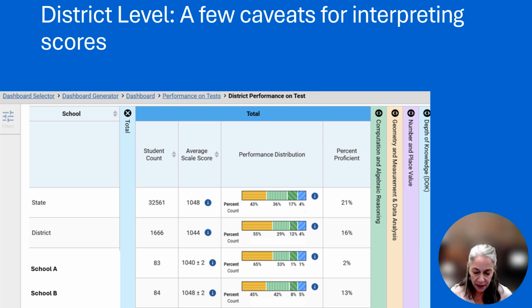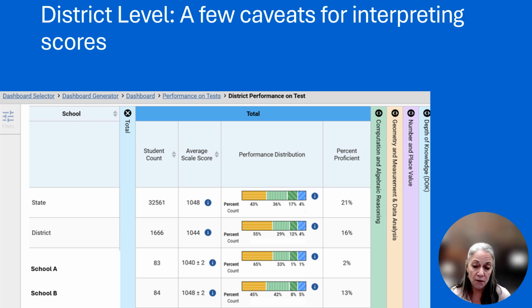But if you're looking at your classroom or district or school results during the window, know that the state and the district numbers can change, as well as the school numbers, because it's going to be calculating the average scale score and the percentage of students based on that information as it's coming in. So if you want a final piece of information, you need to pull it from the end of the window. Otherwise, some of these will be moving numbers.